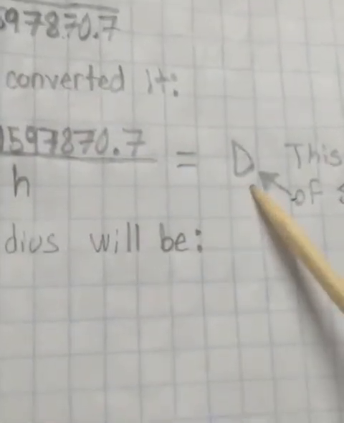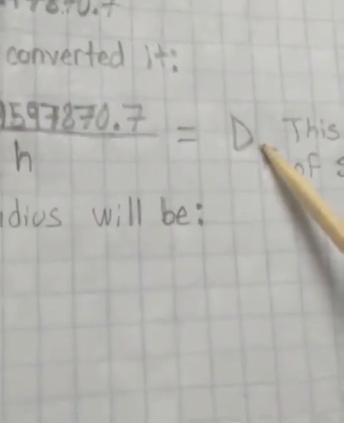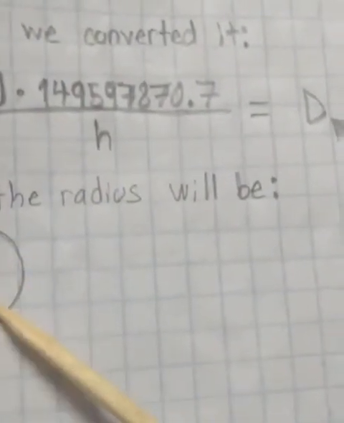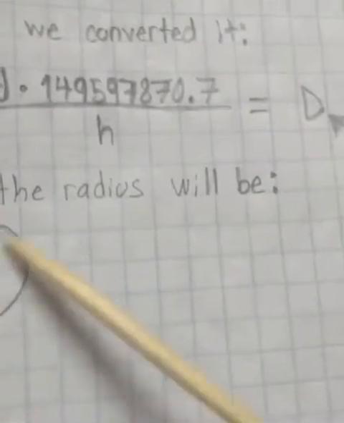So now that we calculated the diameter of the Sun, the final step is to divide it by 2, and then we get the radius.